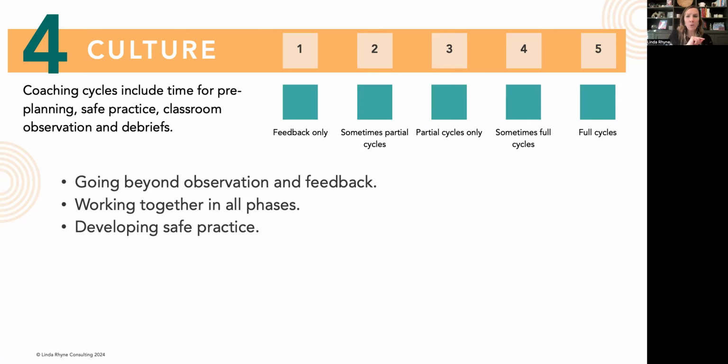Sometimes coaches who have an admin background or have been working or are currently working on their administrative license, for example, find themselves in an observation and feedback loop. And that is only part of a coaching cycle, right? Which is why we go from number 1, feedback only, to 5, full cycles. When we think about a full cycle, we have to include time for pre-planning and time for shared goal setting with the teachers that we support.